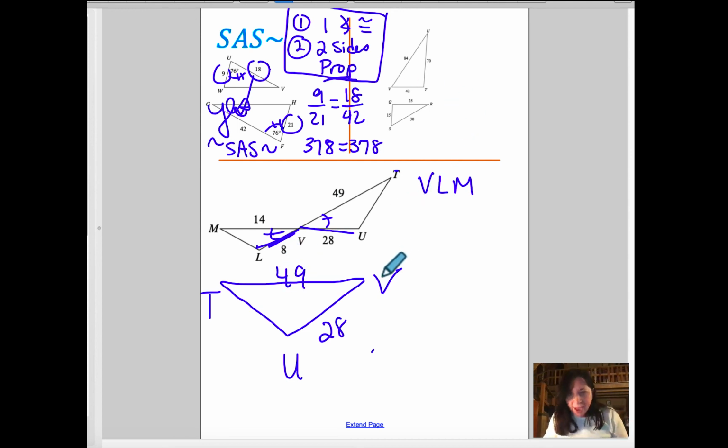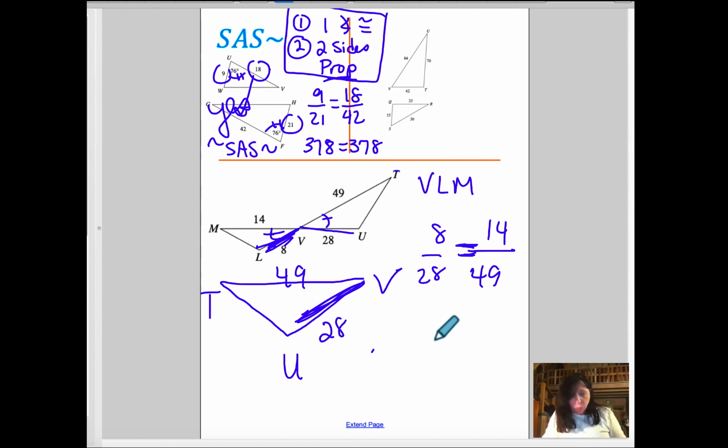Okay. So now we're going to compare the sides. So we would go 8 is to 28. Okay, so I was right. 8 is to 28 as 14 is to 49. And so if they are proportional, I have to be able to cross multiply and make them equal. So we're going to go 8 times 49, and that makes 392. Does that equal 28 times 14? 392. So yes.